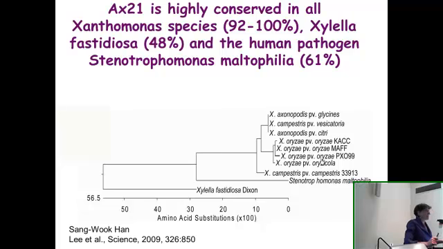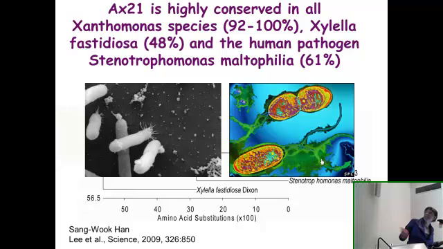So what is this thing? AX21, as predicted, is a conserved microbial signature. It's highly conserved in all Xanthomonas species. It's present in Xylella fastidiosa, the causal agent of Pierce's disease, which Max Gardner also worked on. And it's also present in the human pathogen Stenotrophomonas maltophilia, which can cause important infections in hospital patients. So this shows you Xylella, and this is Stenotrophomonas.